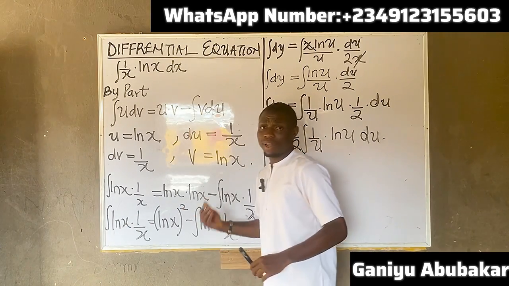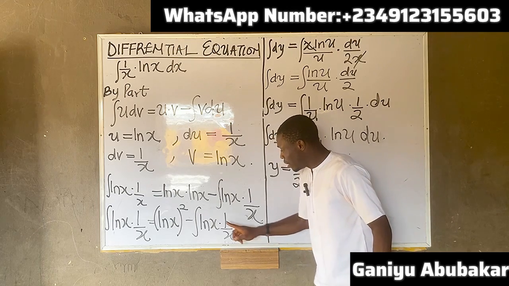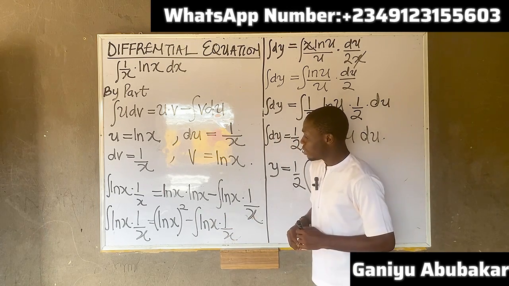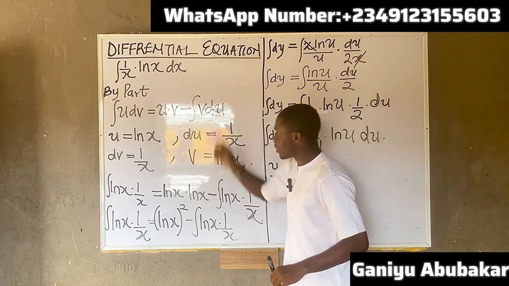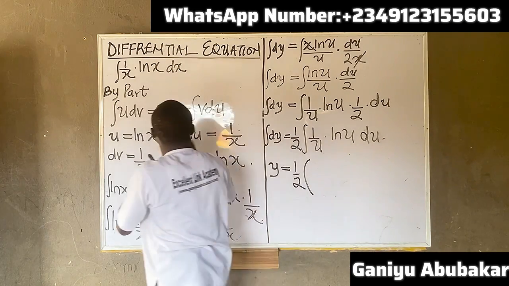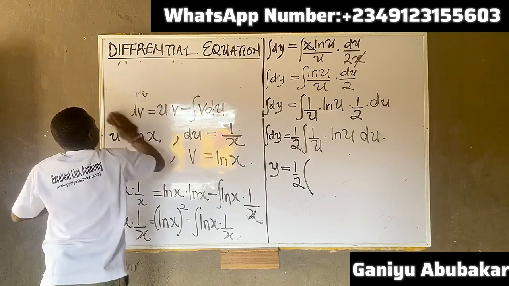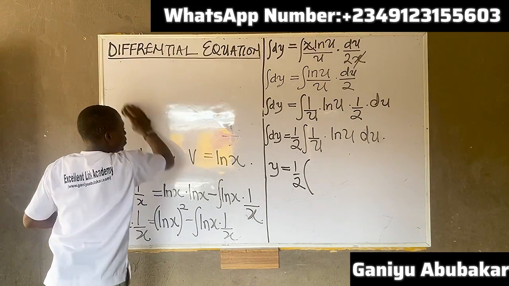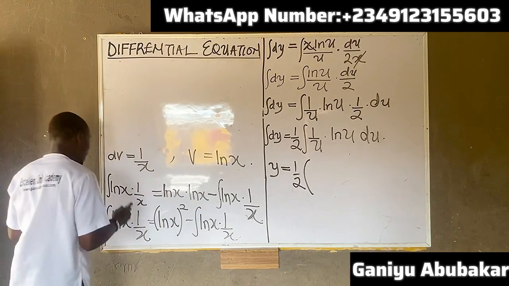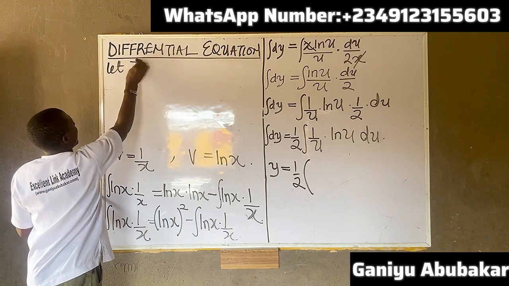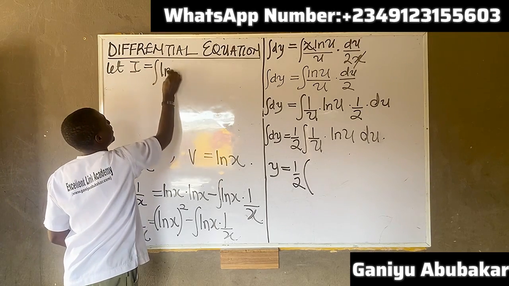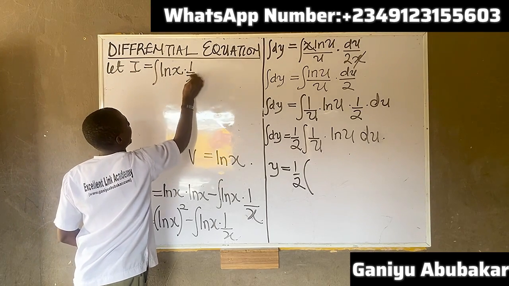What concept do you apply here? I'll say let the integral of ln x times 1 over x be I. So let's say, okay, from here, I'll take this part off. So from here, let I be equal to the integral of that thing that is repeating, that's ln x times 1 over x.